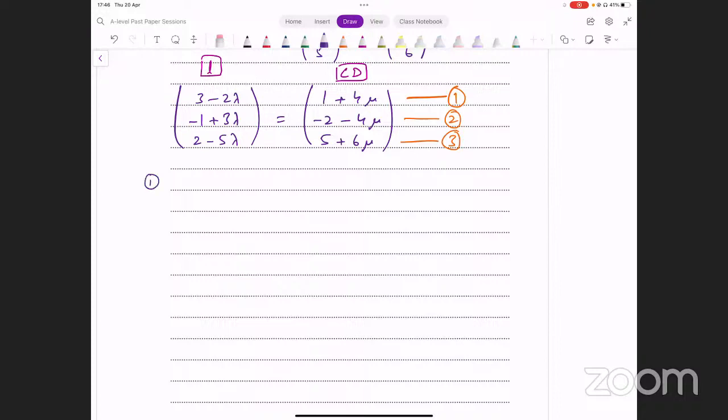Let's say हम equation 1 और 2 को simultaneously solve कर लेते हैं। ठीक है? कोई भी दो equations आप कर सकते हैं वैसे। Let's say मैं first 2 choose कर लेता हूँ। 3 - 2 lambda, that equals 1 plus 4 mu. That's one equation, and the other is -1 plus 3 lambda equals -2 minus 4 mu. अब इनको solve करना है simultaneously. How can we do that?